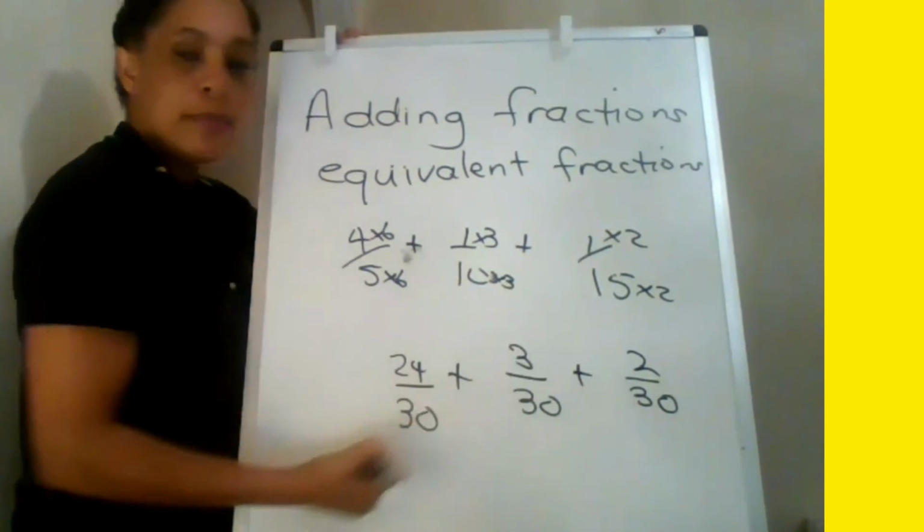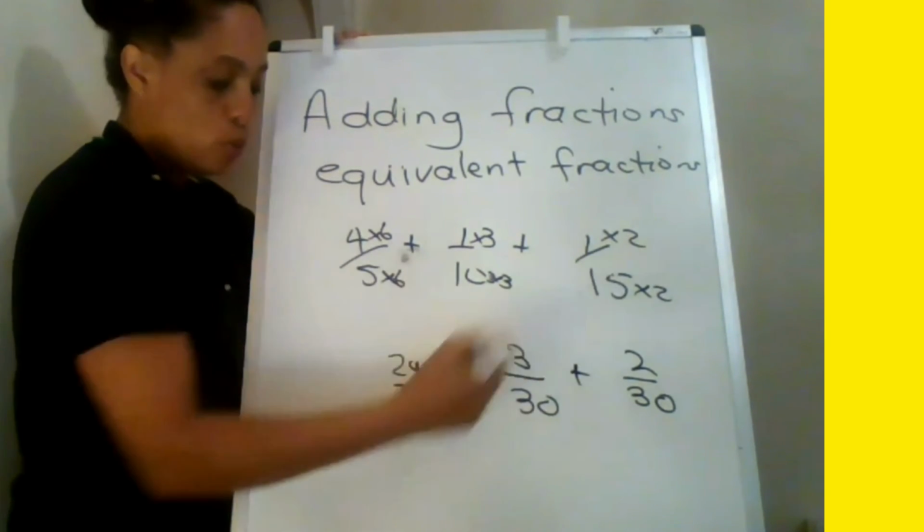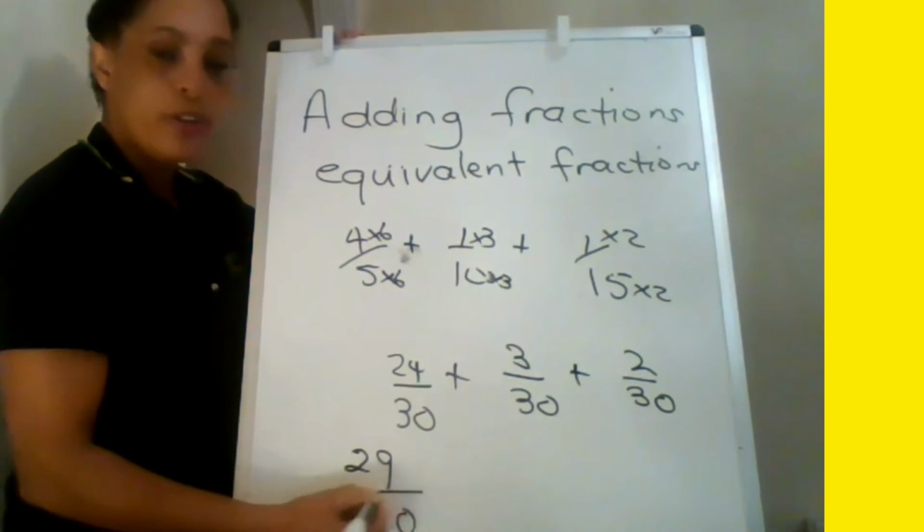Now I can add my fractions. 24 plus 3 is 27, plus 2 is 29. So my answer is 29 out of 30.